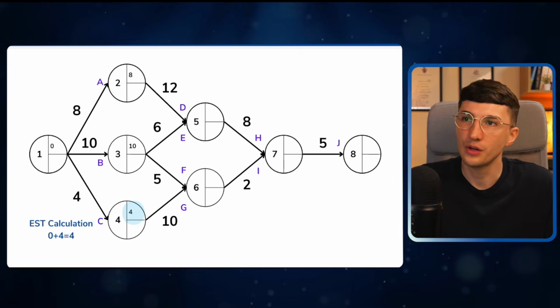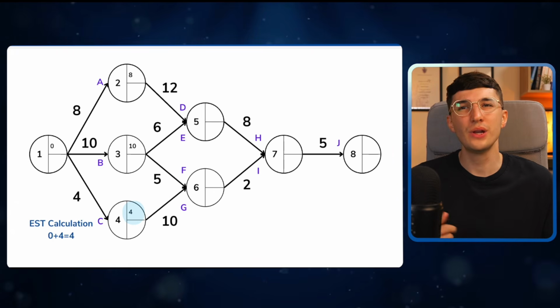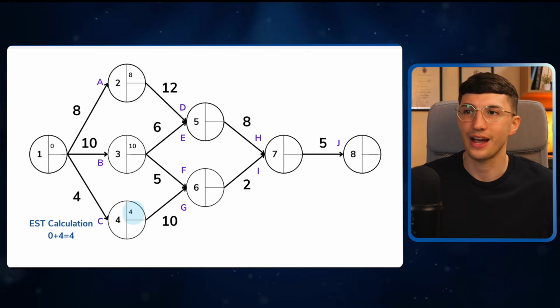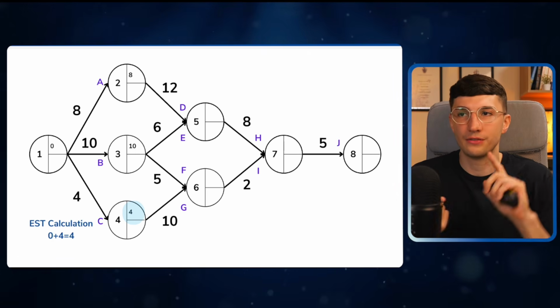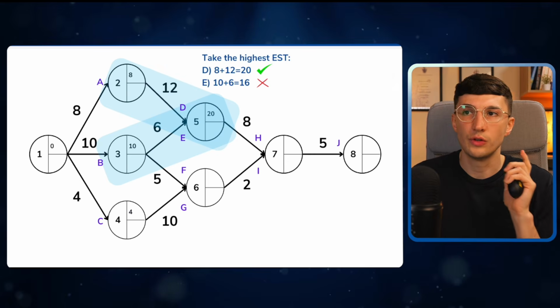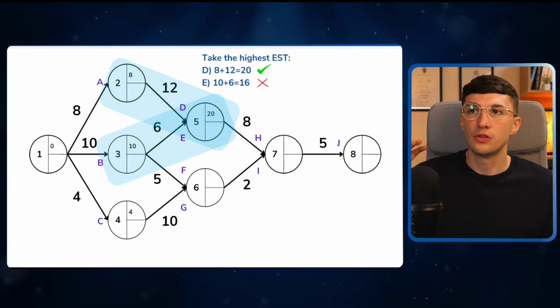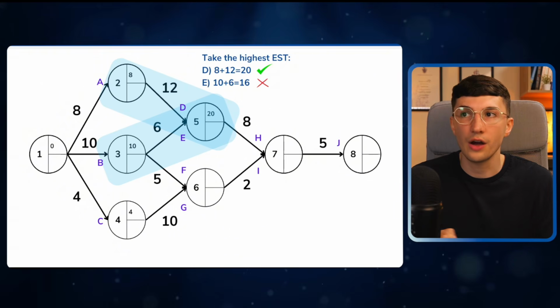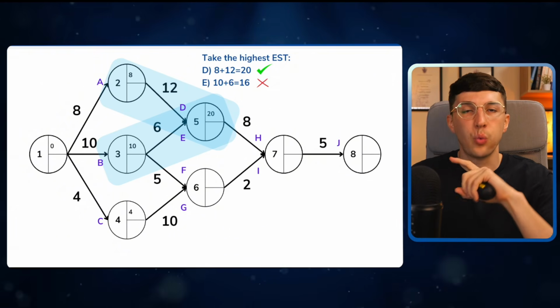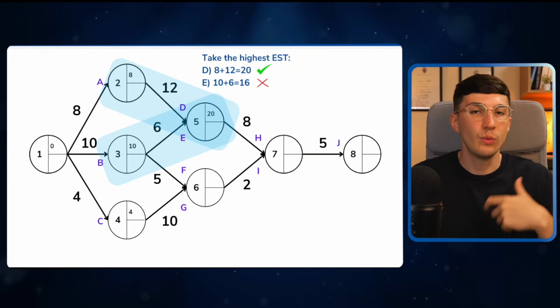But now have a look at node 5, because when we look at the earliest start time for task H, well, it depends, because we need to now complete both task D and E. So we do both of those additions. The earliest point in time that task D can start is on day 8. It takes 12 days to complete it, so we've got 20.